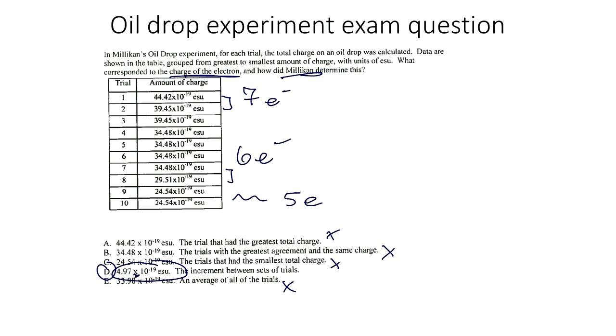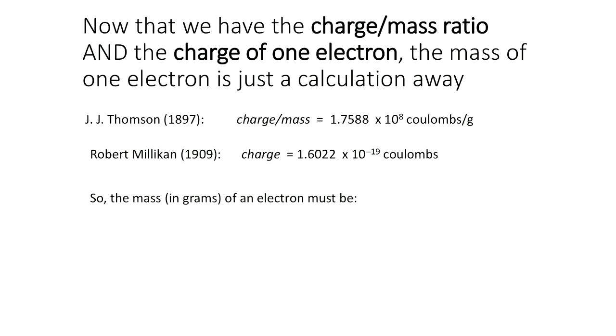All right, so that's the big idea with that experiment. Millikan didn't just discover the charge of an electron, but he interpreted that data in a very subtle way that was impressive enough to get a Nobel Prize. Okay, so Millikan did the dirty work of getting the charge of an electron.